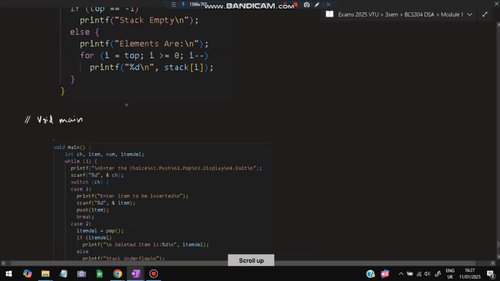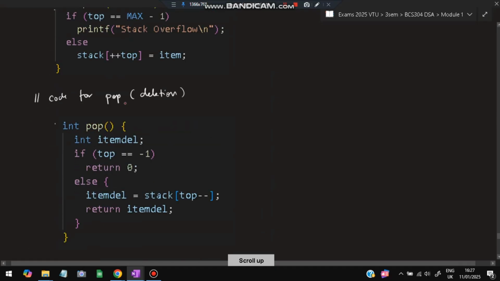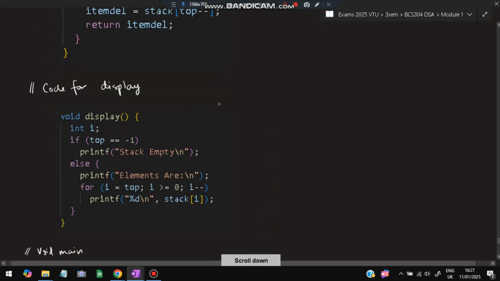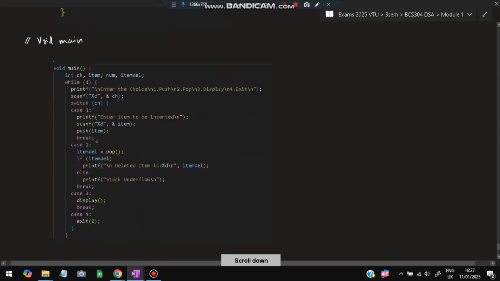This push function is the one which we defined above. Here it will come and store the value. Like that we keep on doing. Similarly for deletion and for exit. Display will be called whenever we call display here, and whatever we have defined in it will be displayed. Okay, so this is the code for implementation of stack using arrays.